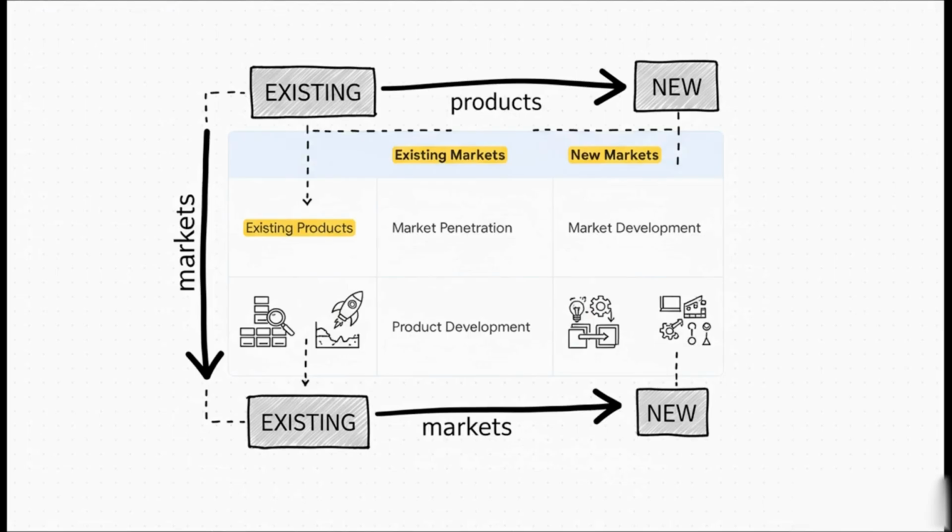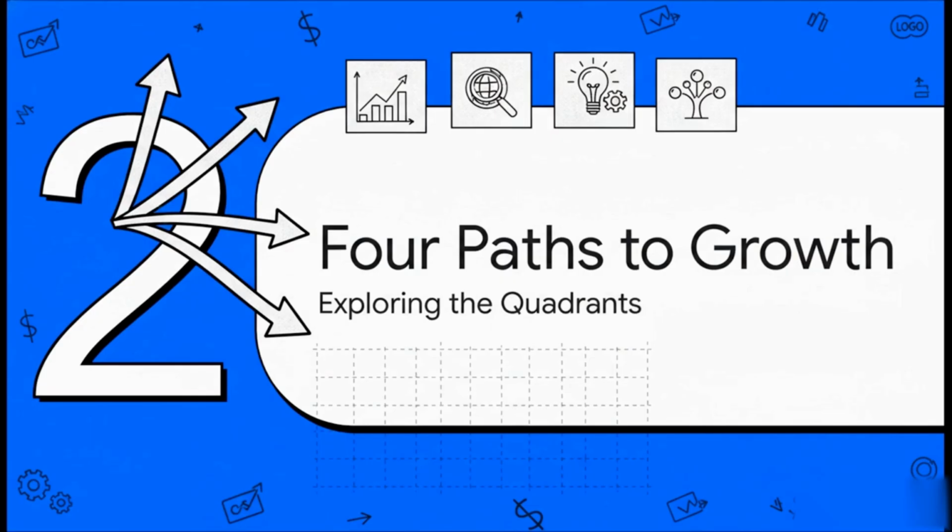Okay, so here's how it works. The matrix is built on two really simple ideas, your products and your markets. You just ask two questions. Are we talking about our existing products, or are we developing new ones? And are we targeting our existing market, or are we going after a new one? When you cross these two dimensions, you get four clear, very distinct strategies for growth. All right, so let's dive in and take a look at these four paths.